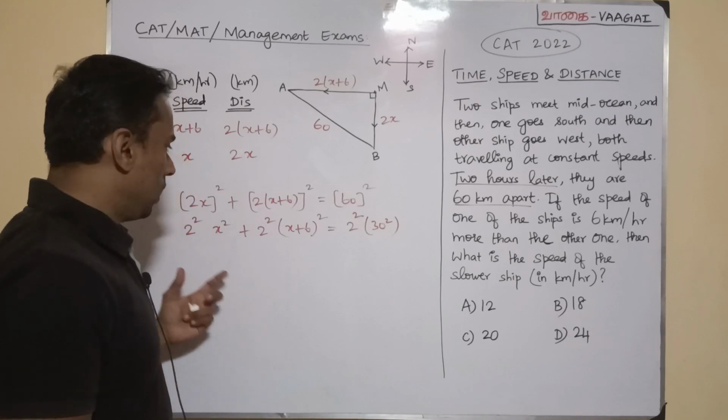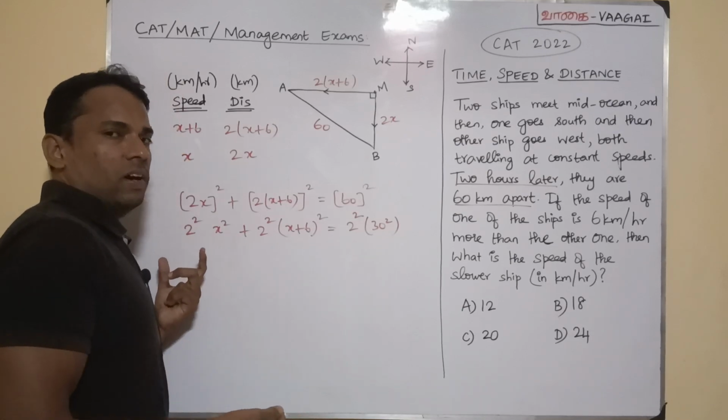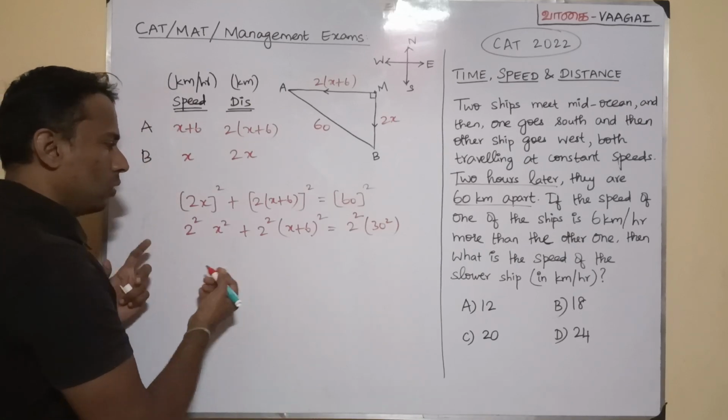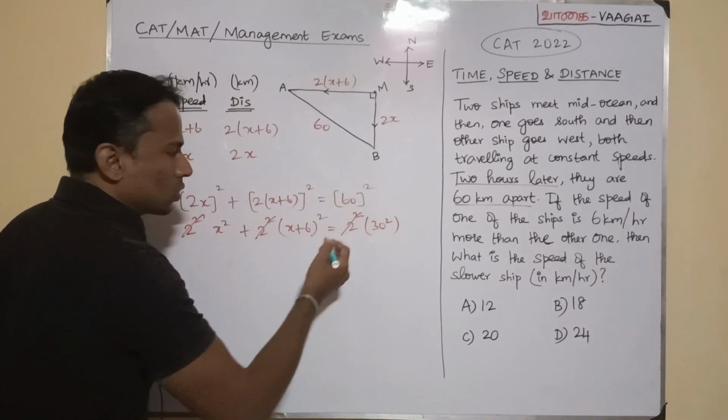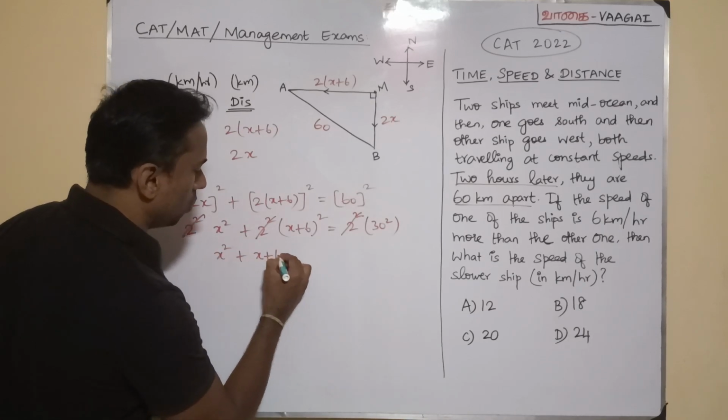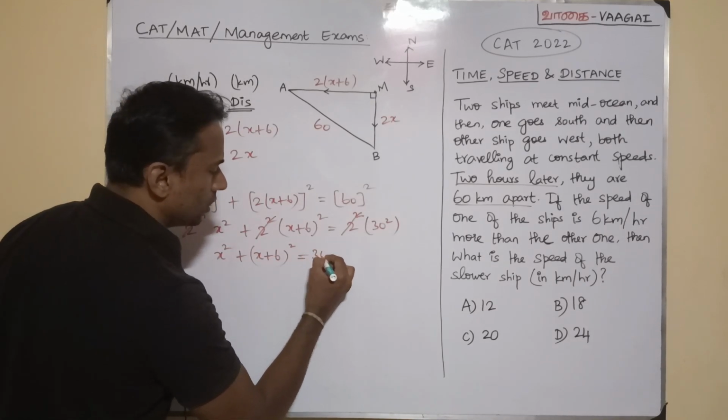Now once again what I can do, I can just take 2 square everywhere common and I can cut it. Of course I don't want to waste a step, so let me do it directly, okay? So when I do it, all the 2 squares will go off, so I will be simply left with x square plus x plus 6 the whole square, which will be equal to 30 square.